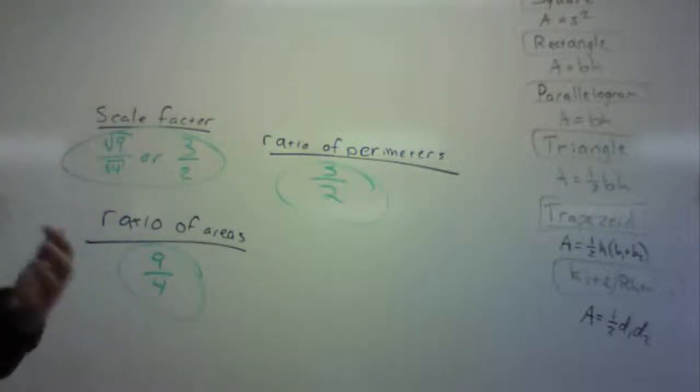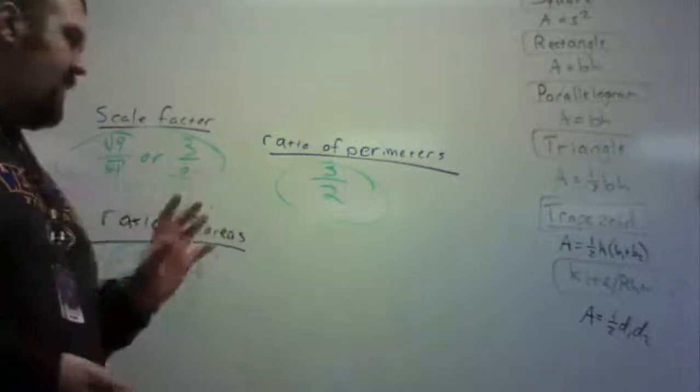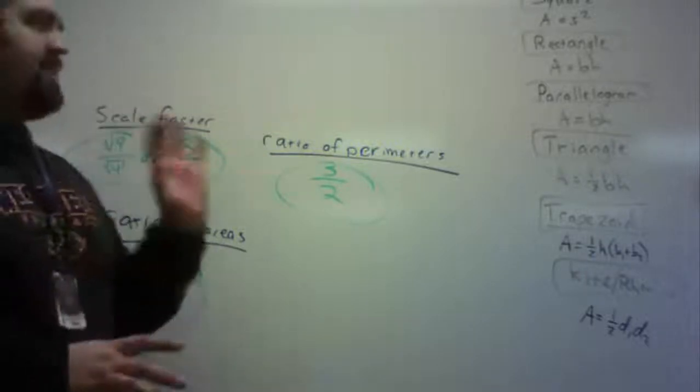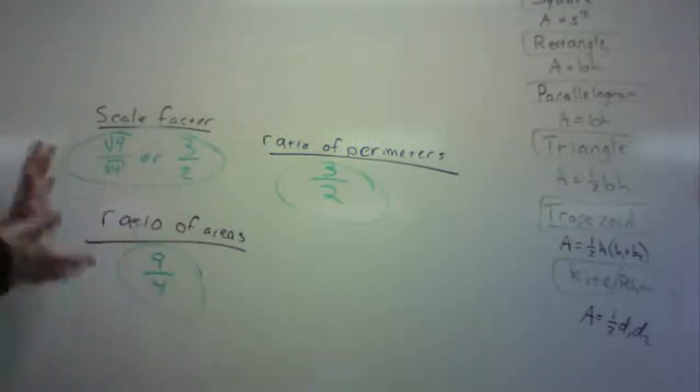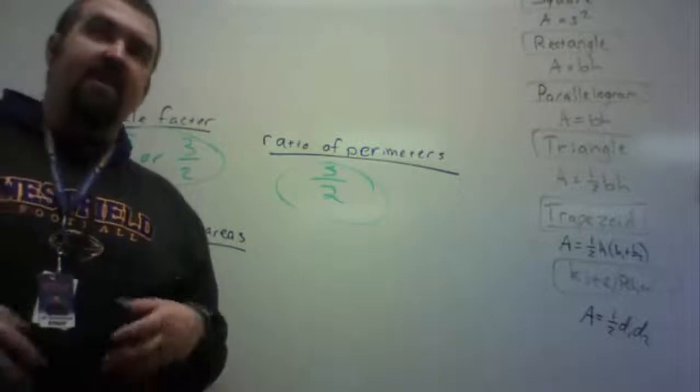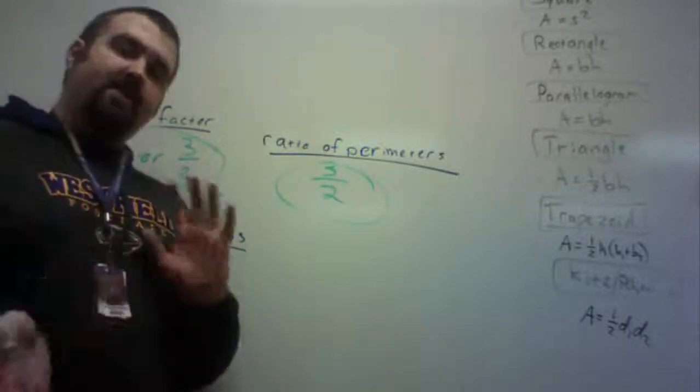But we are going to use this to solve for problems. We're not just going to say, all right, what's the ratio of the areas, what's the ratio of the perimeters. The whole point of knowing this is so I can find unknown lengths quicker than having to find every single little measurement in the other shape.